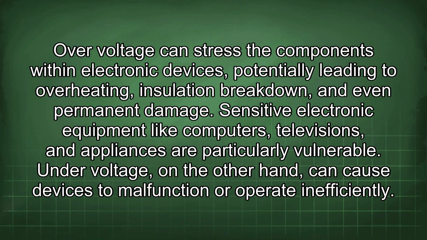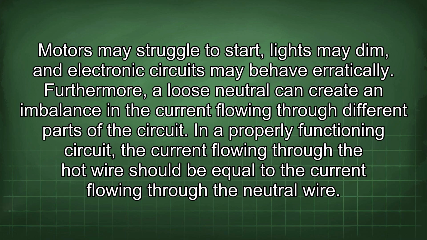Overvoltage can stress the components within electronic devices, potentially leading to overheating, insulation breakdown, and even permanent damage. Sensitive electronic equipment like computers, televisions, and appliances are particularly vulnerable. Undervoltage, on the other hand, can cause devices to malfunction or operate inefficiently. Motors may struggle to start, lights may dim, and electronic circuits may behave erratically.